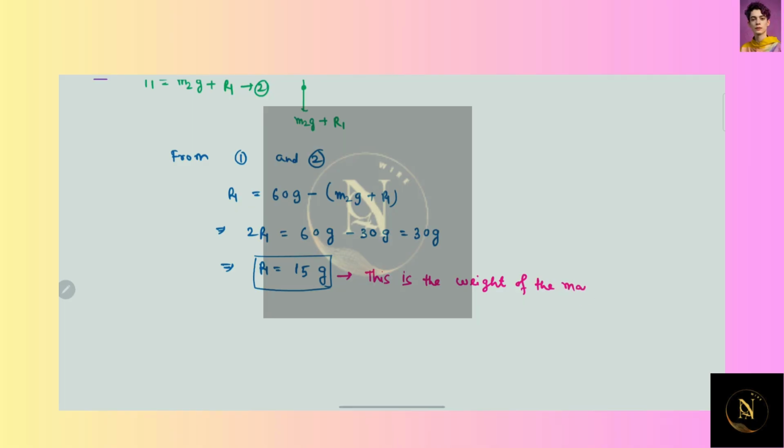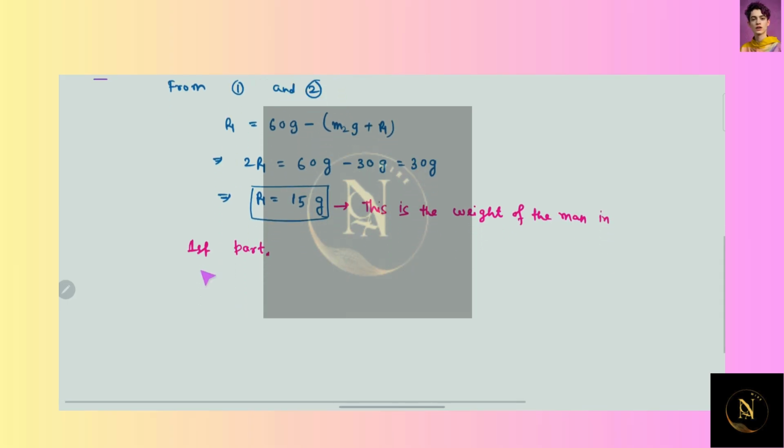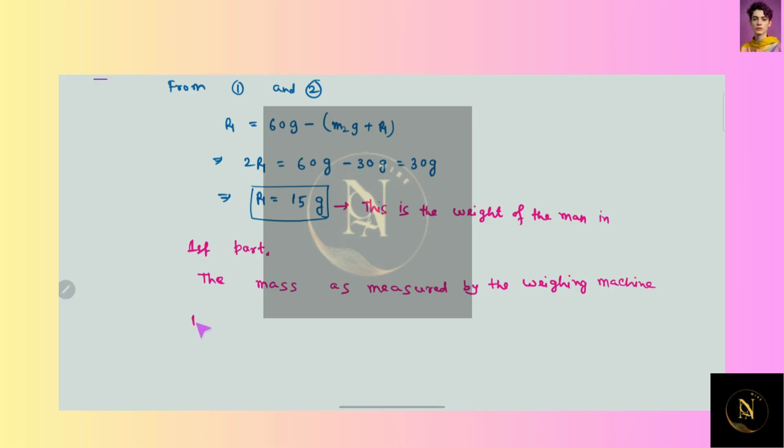In the first part, I will just write that the mass as measured by the weighing machine, let's say that is m1, is going to be R1 divided by g, which is going to be 15 kg.